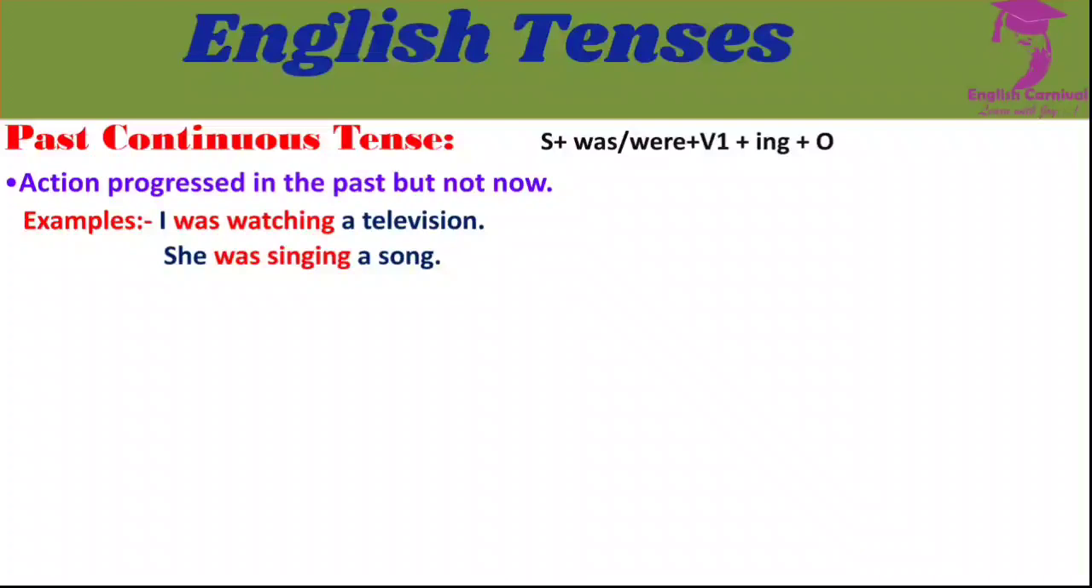In the same fashion, friends, here in this past continuous tense, we are supposed to talk about the action which took place in the past. The examples we have: I was watching a television. When I was watching, I don't know, but I was watching the television in the past, maybe yesterday or before that. The second example we have, she was singing a song. So this example also tells us that the action of singing took place in the past.